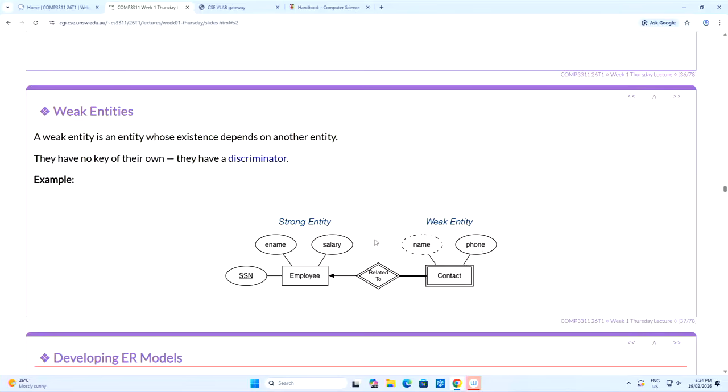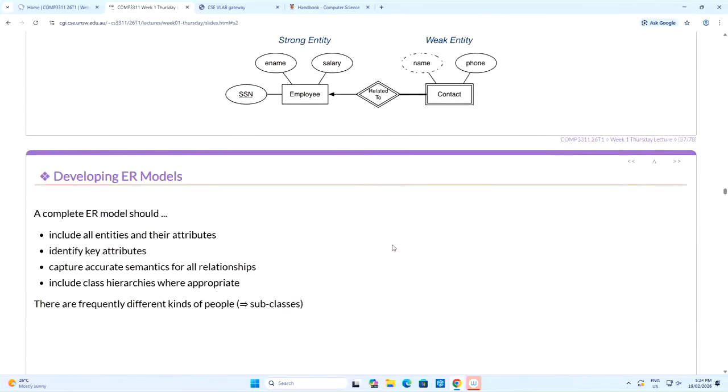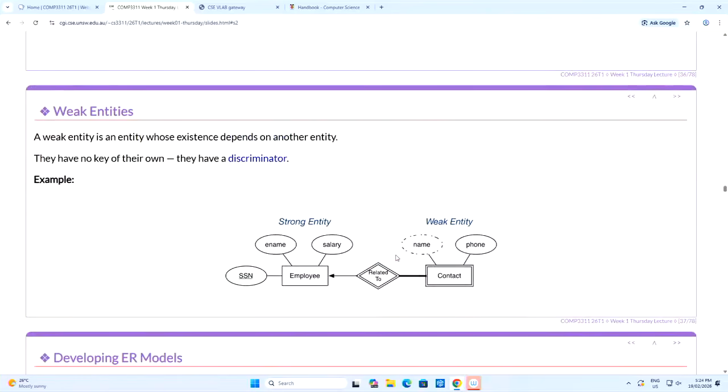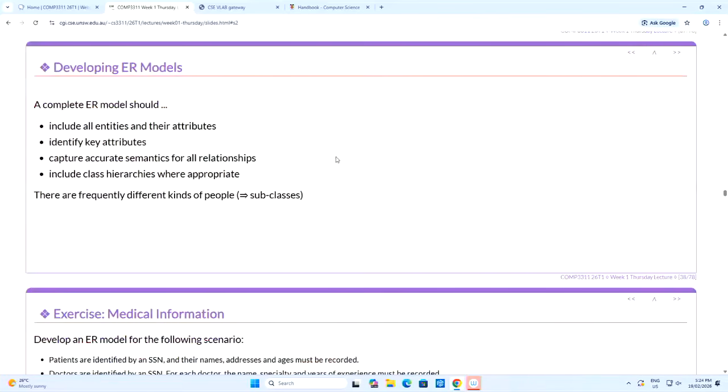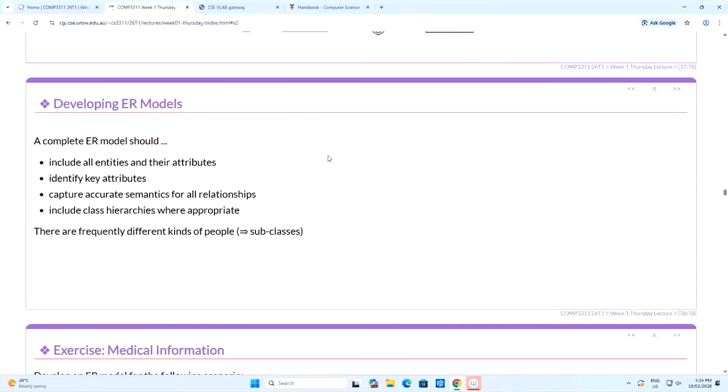I've talked too much about weak entities. So basically, whenever you see a weak entity, create a table for it. And for that table, the primary key should be the combination of the primary key of the strong entity as well as its own discriminator. And we'll encounter examples of weak entities in SQL soon, I think.